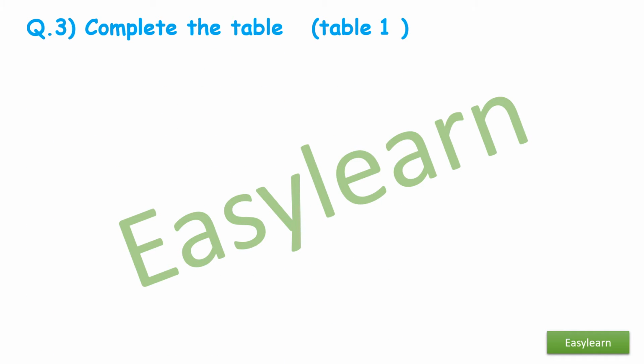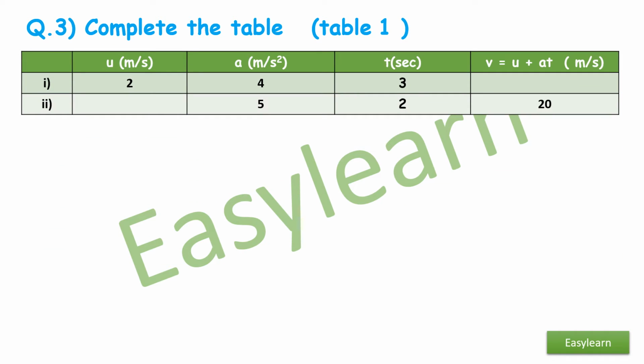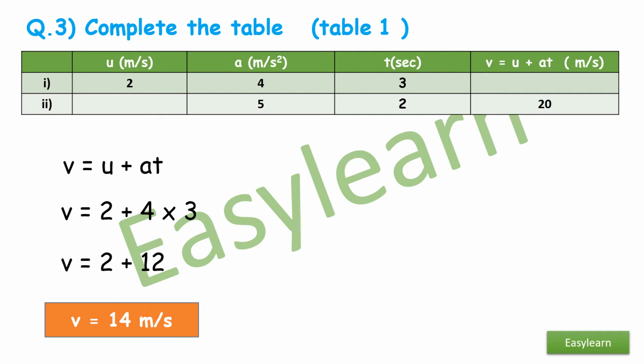Complete the table. The table is given in the first. U is given, A is given, T is given, and the formula is V is equal to U plus AT. So first, V is equal to U plus AT. Therefore, V is equal to 2 plus 4 into 3. V is equal to 2 plus 12. Therefore, V is equal to 14 meter per second. So the first answer is 14.